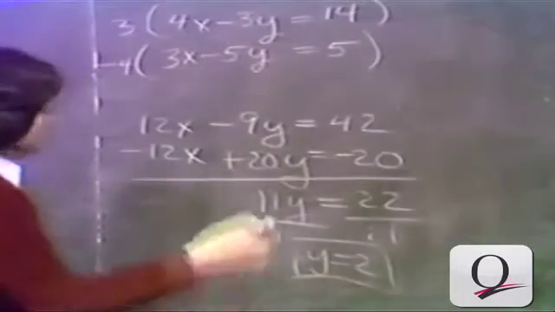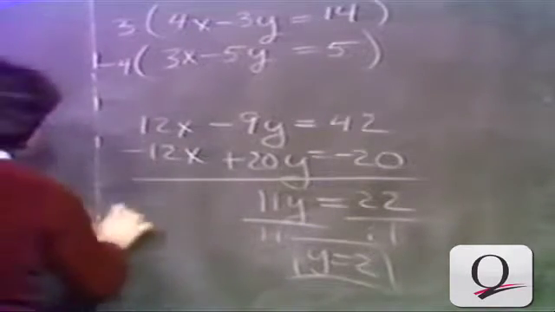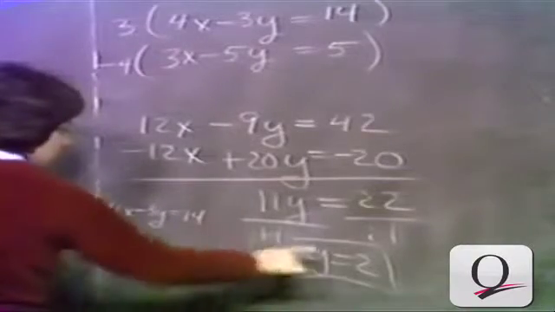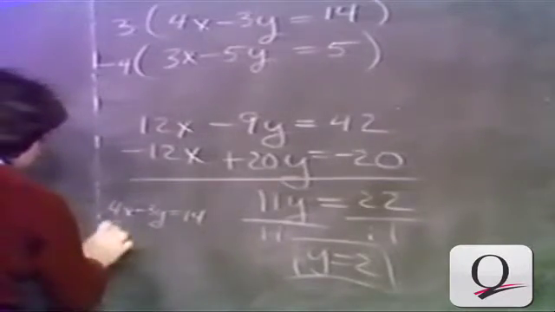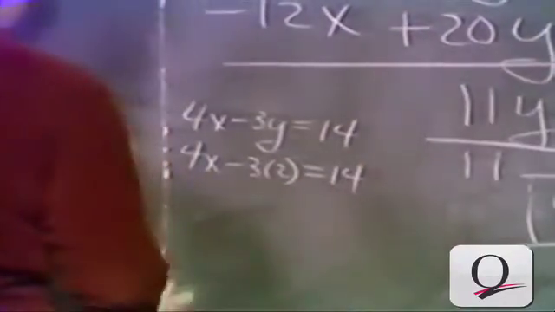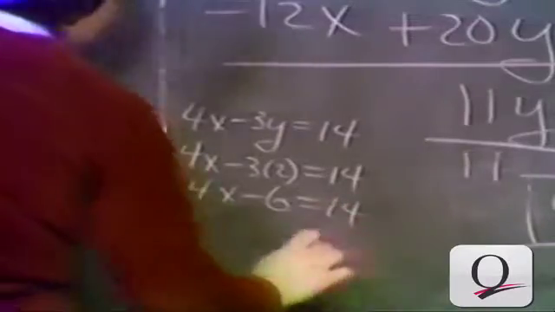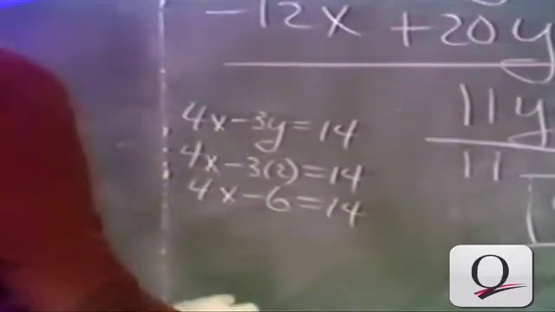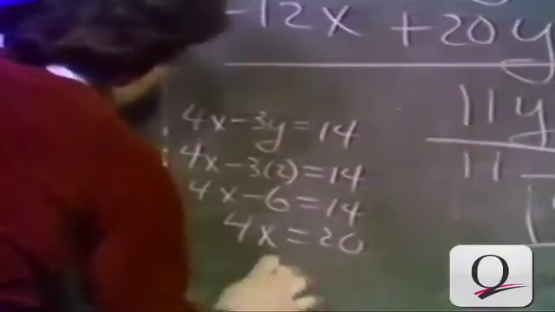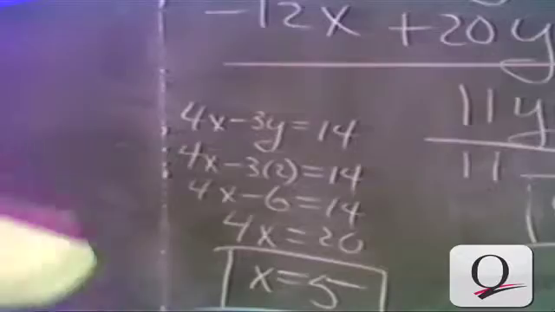Now, substitute into any of the equations. We can pick the first one, 4x minus 3y equals 14. Let y equal 2 here. 4x minus 3 times 2 equals 14. 4x minus 6 equals 14, adding 6 to both sides, 4x equals 20. We get x equals 5. So our answer is x equals 5, y equals 2.